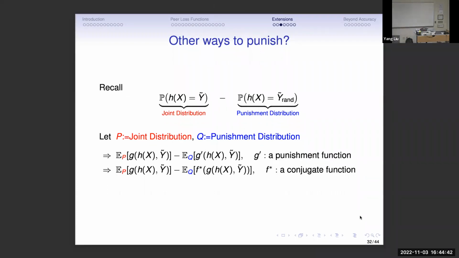Which is by replacing G prime with a convex conjugate F star over the first G. I haven't told you the details of F star, but think of it as just the convex conjugate function of something. But then the G is the same as the first term. So I'm choosing a particular G prime in my second term as a punishment.